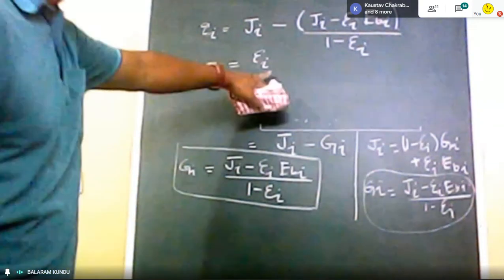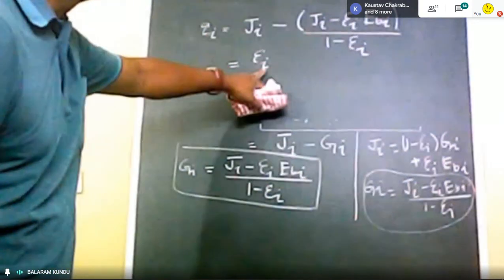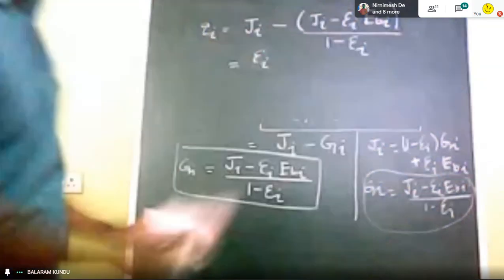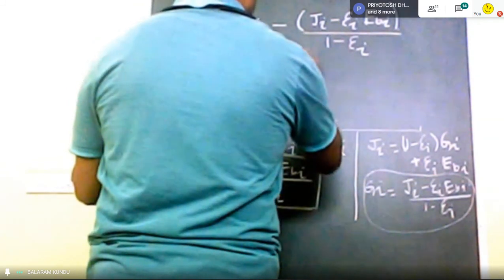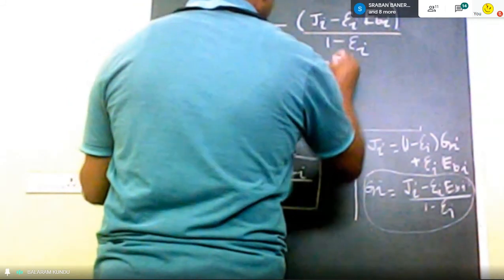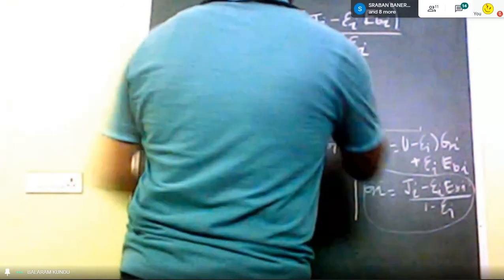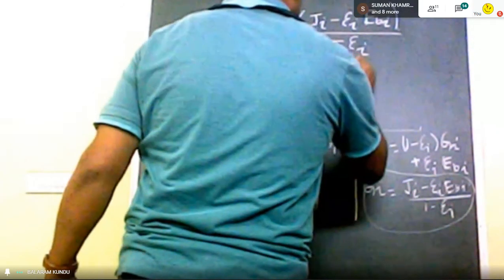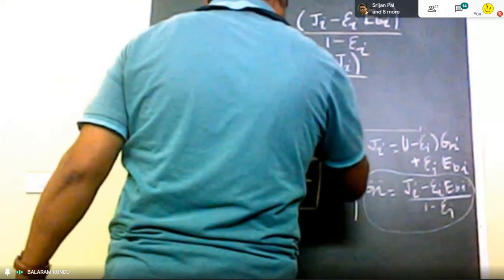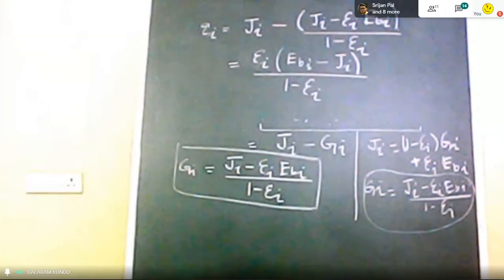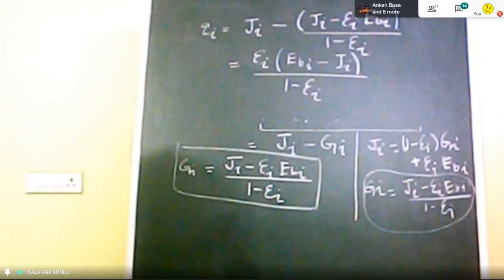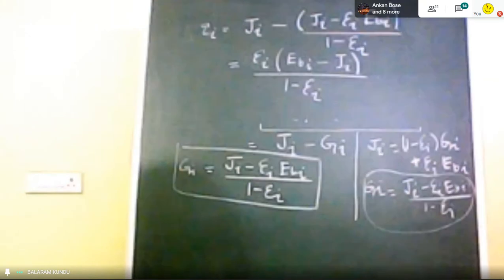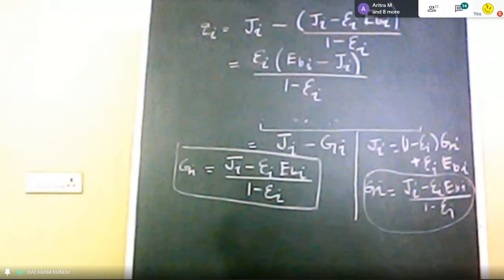Now just simplify it. If we take epsilon I common, it will be epsilon I into (EBI minus Ji) whole divided by 1 minus epsilon I. This is your q I, that is the net radiation flux leaving the surface I.